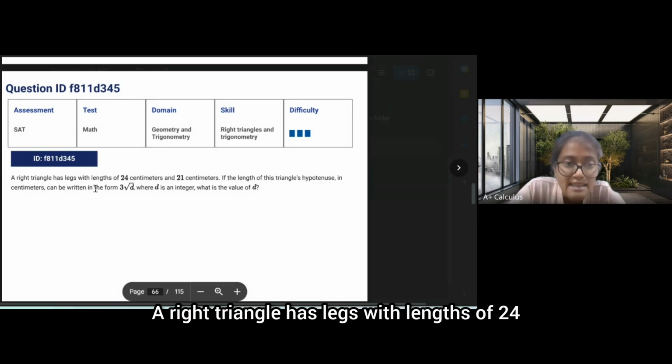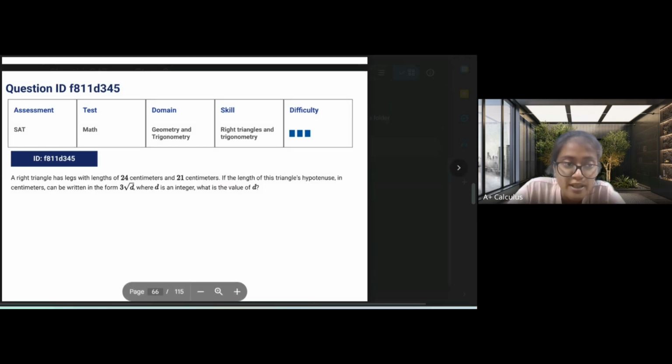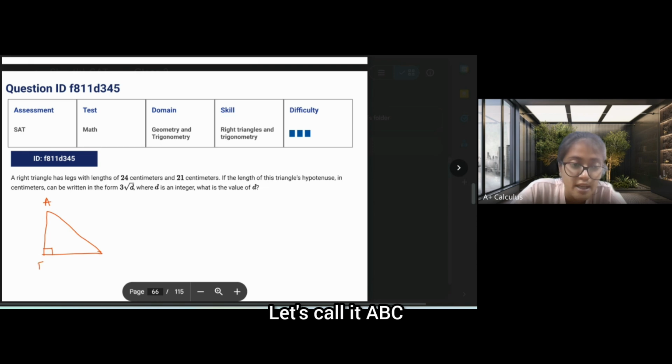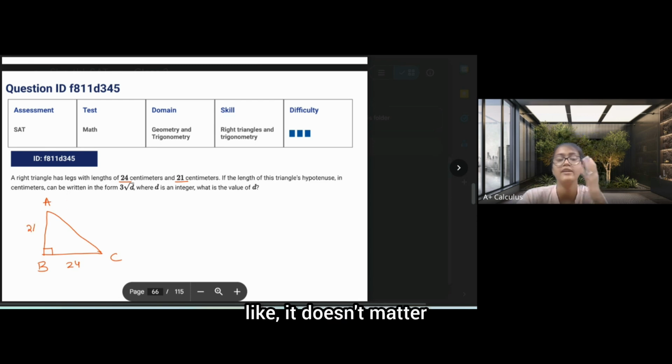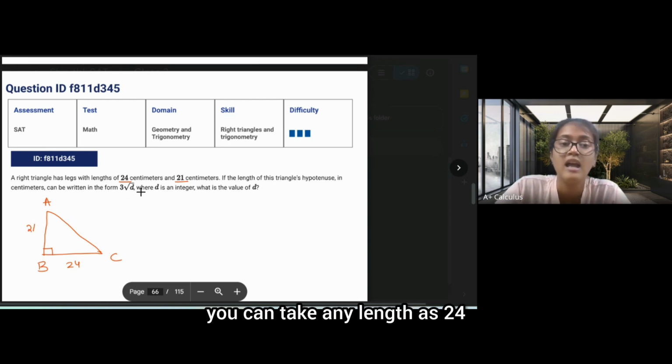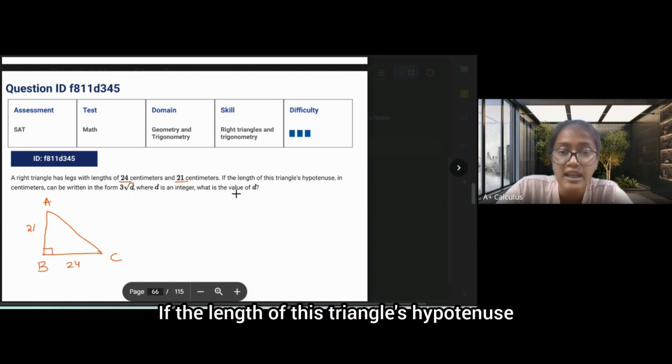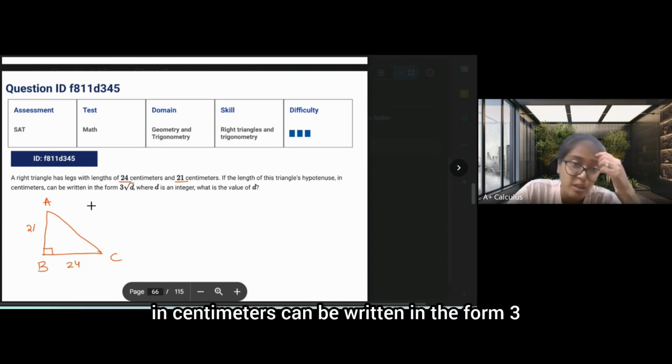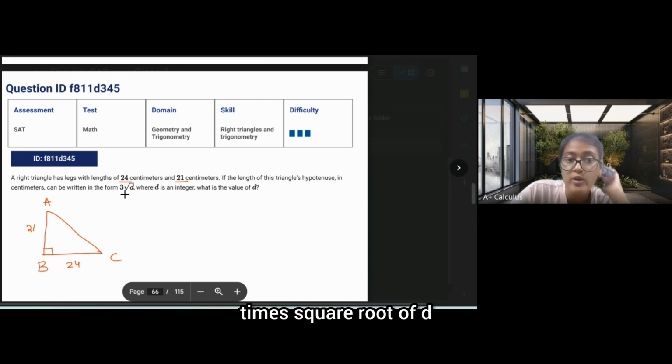A right triangle has legs with lengths of 24 centimeters and 21 centimeters. So we have a right triangle; let's call it ABC. The legs are 24 and 21. It doesn't matter, you can take any length as 24 and the other one as 21. If the length of this triangle's hypotenuse in centimeters can be written in the form 3 times square root of D, where D is an integer, what is the value of D?